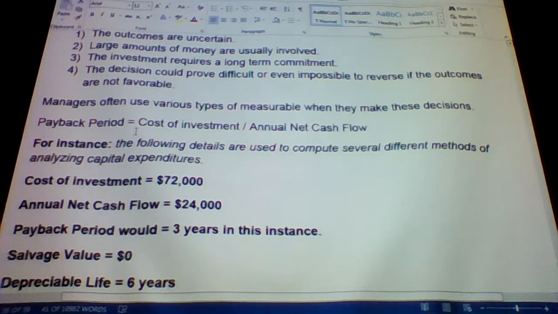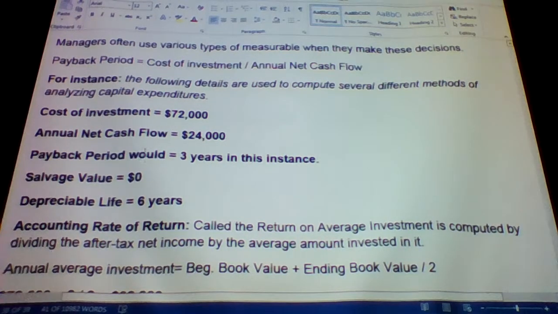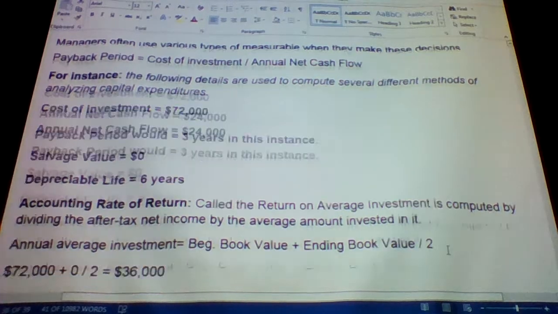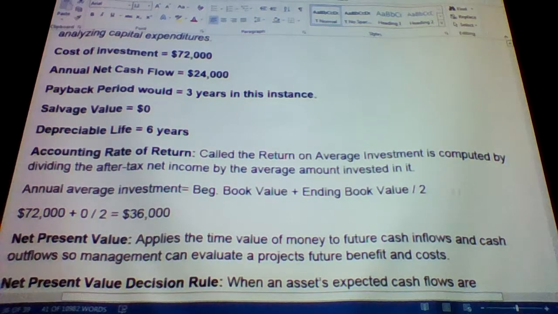So payback period is the cost of investment divided by the annual net cash flow. And as we talked about, we already know that's 3 years. Then we have the accounting rate of return, called the return on average investment. It's computed by dividing the after-tax net income by the average amount invested in it. Annual average investment equals beginning book value plus ending book value divided by 2.